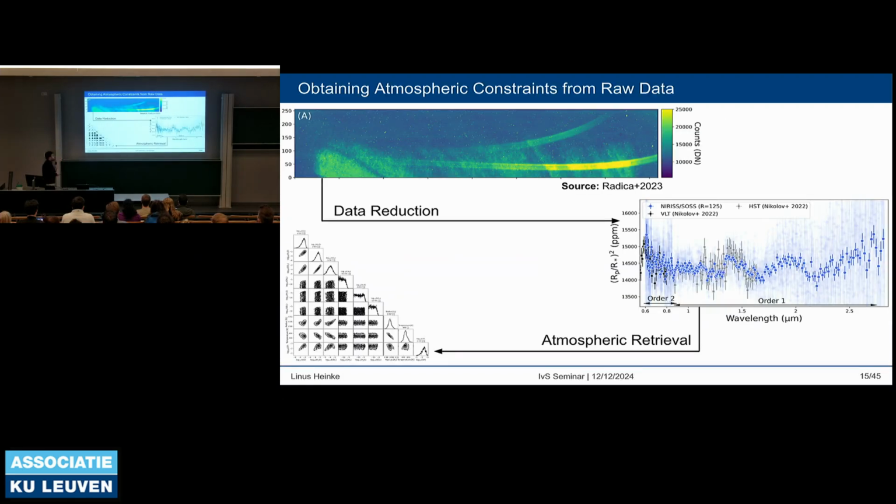So how does this work? I will go a bit through the whole process. We start with these raw images from JWST, then we do data reduction to turn them in the end into a transmission spectrum, and then we do these atmospheric retrievals where we get posteriors with constraints on the different parameters.